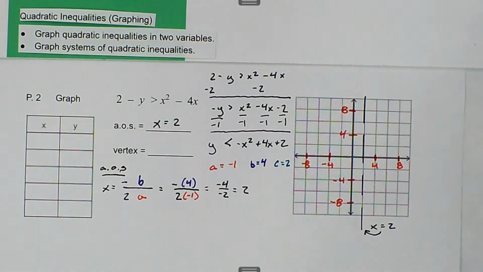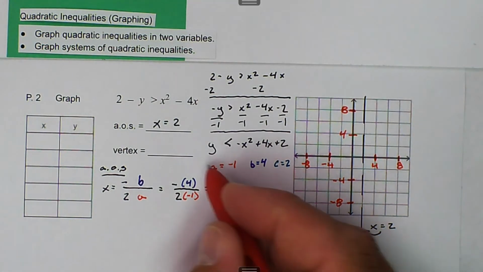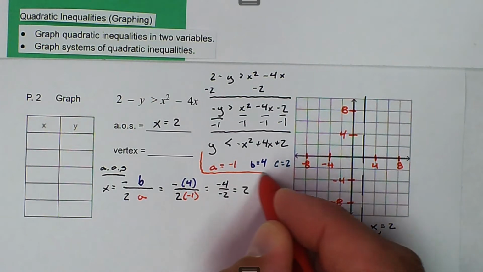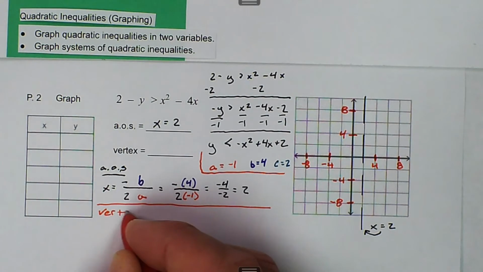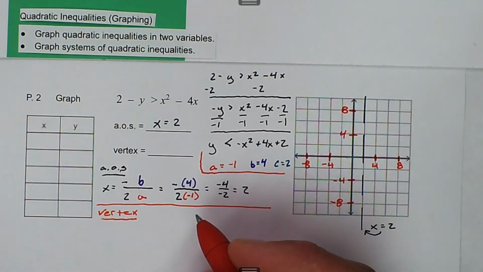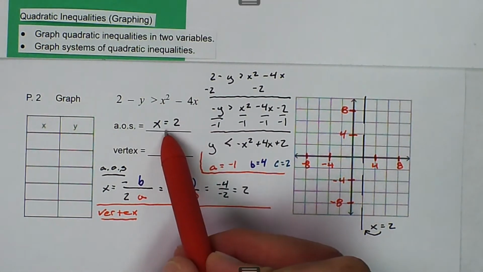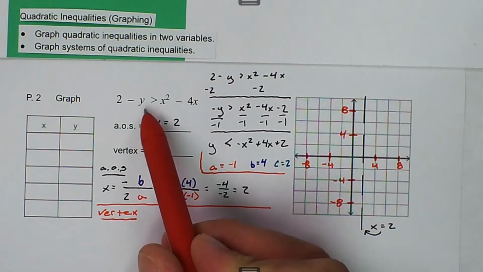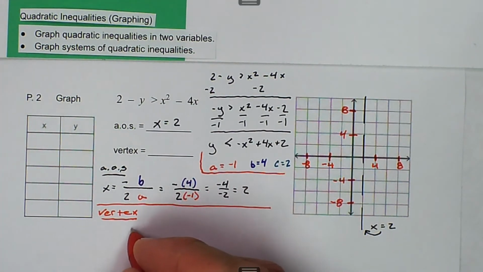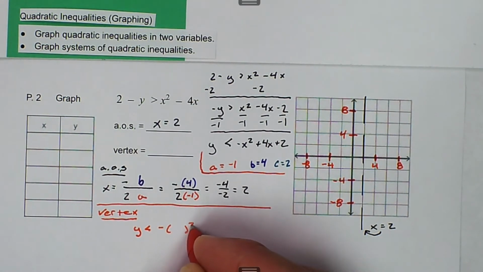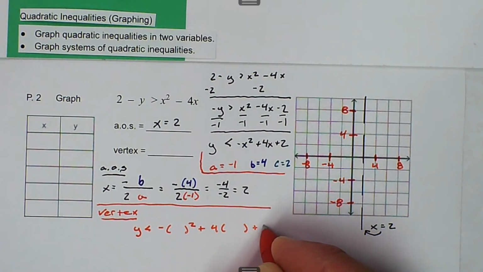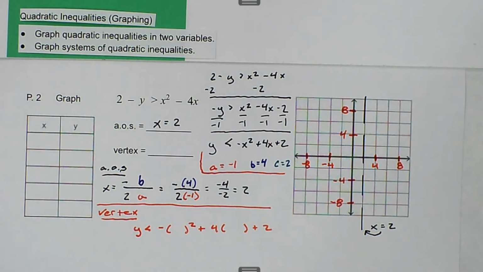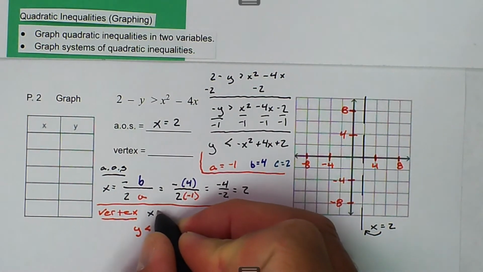So now we have to calculate the vertex. We're going to substitute in x equals 2 to find our vertex. And I'll write this out. So y is less than negative x squared plus 4x plus 2. And we said that we were going to substitute in the axis of symmetry, or x equals 2.